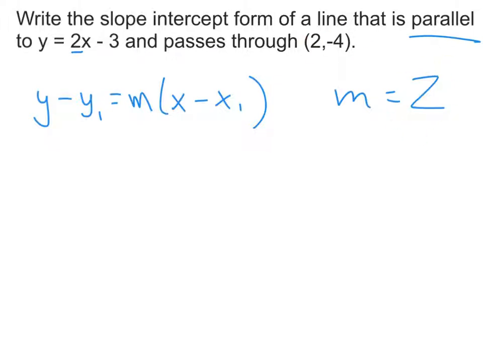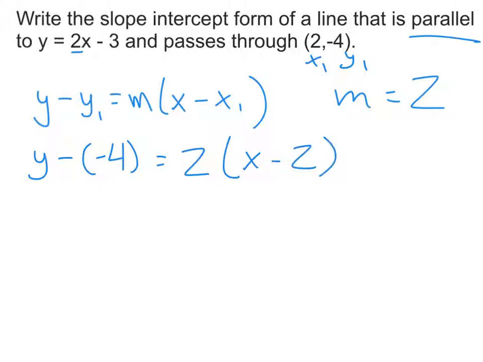So why don't we go ahead and write the equation of this line in point-slope form, and then again we'll solve for y to get it back to slope-intercept form. So we have our x1, y1 over here. We have our slope, so we have everything we need. It will be y minus y1, which is negative 4, equals m, which is 2, times x minus x1, which is also 2. That is now the equation of the line in point-slope form, but we want slope-intercept form.